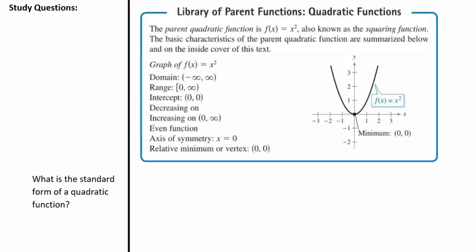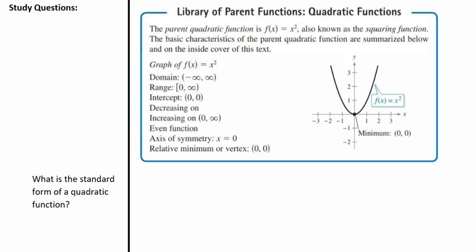We have a y-intercept of 0, 0, and we also have an x-intercept of 0, 0. It's decreasing from negative infinity to 0, and it's increasing from 0 to infinity. It's an even function. Its axis of symmetry is 0. And that's kind of everything you need to know about our parent function, which is y equals x squared. So what is the standard form of a quadratic function?